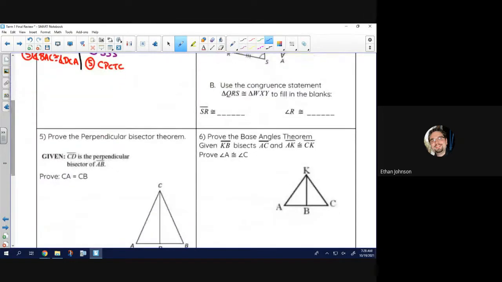Now in part B, we have this congruence statement. I know Q matches with W. I know R matches with X. And I know S matches with Y. So first one says SR. So SR matches with YX. Angle R, so R matches with angle X.